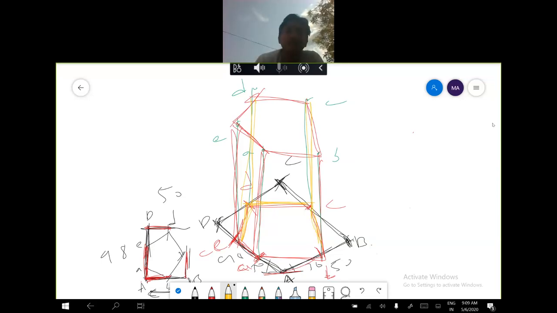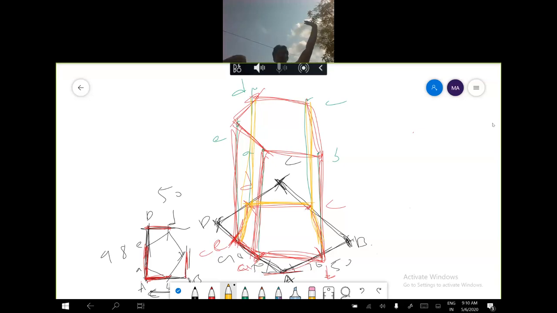Understand? The visible lines I am drawing with a red pen. This one, and this one. The total top pentagon will be visible. This line will be visible, this line, this line, this one, this one. The invisible hidden parts are, this one is hidden, this one is hidden, this one, this one, this one. Understand?